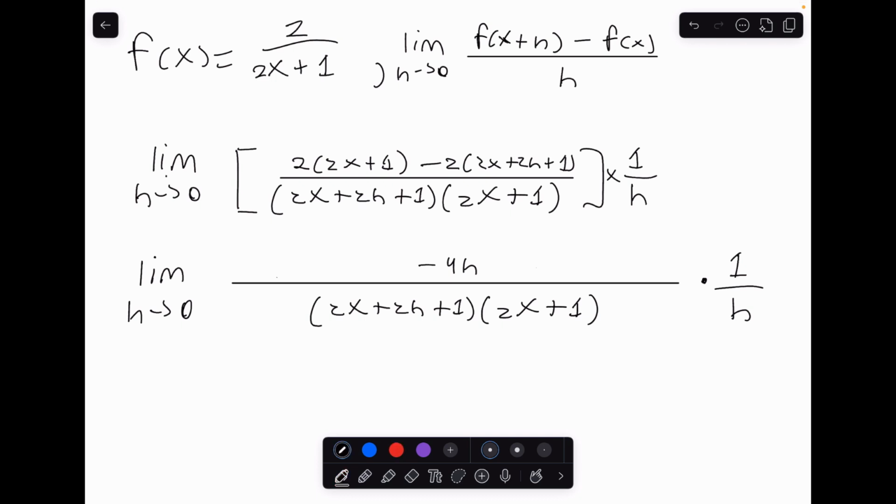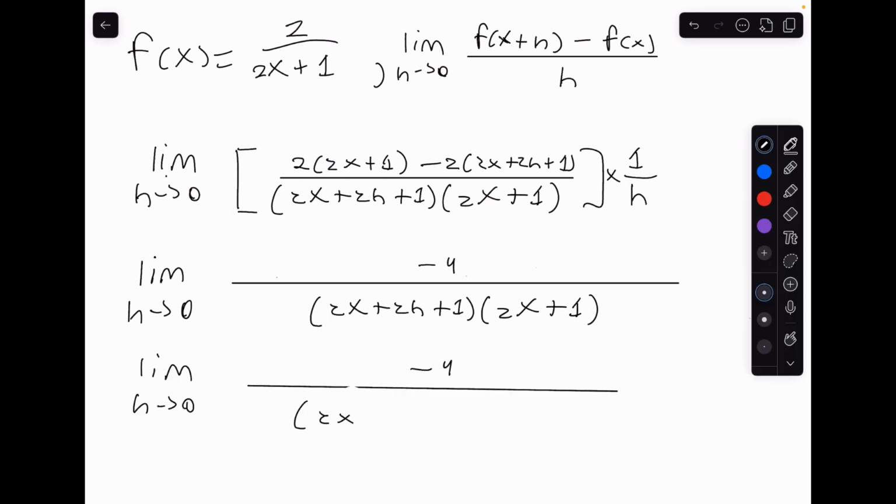We have negative 4h and then times a 1 over h. So these h's are getting canceled. Let's just get rid of them. Multiply that 1 in, really it doesn't matter. We can just erase that times 1, right? Now we have negative 4 over all this, and let's compute the limit. 2x, and then that h term is just 0. It's 2 times 0, 2x plus 1, and then there's no h term in the other term, so 2x plus 1. And that is our final answer. You can write this as 2x plus 1 squared, or you can just keep it like this.